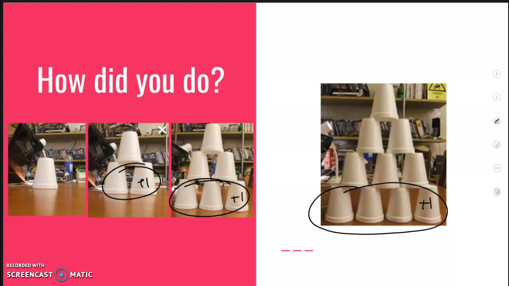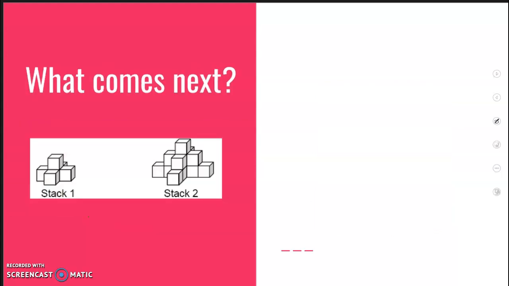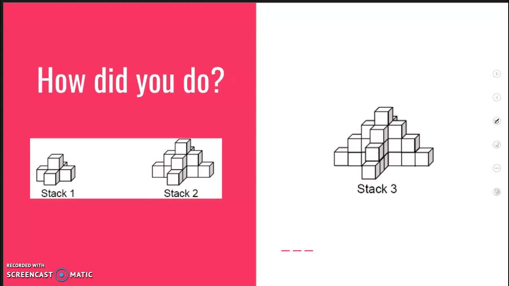Here's our last visual pattern of the day. Now this one is a little bit more complicated, so go ahead and take some time to make a prediction as to what that third figure might look like based on how stack 1 changed to stack 2. How did you do? This one was a little bit more challenging, but hopefully you realized there was almost like a plus-like shape of blocks being added at each level. And there was an additional block added to each side of that plus sign every single time.